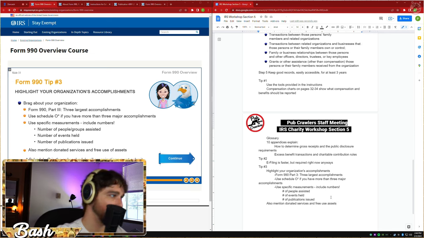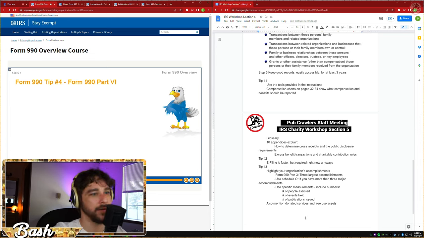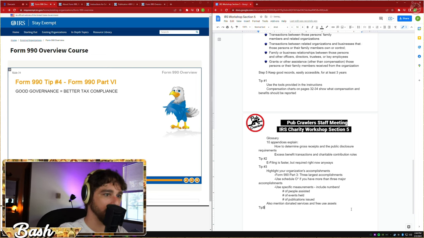Schedule O is the only schedule all organizations submit. The IRS believes there's a link between good governance and tax compliance. Organizations that implement sound risk management policies really improve their ability to be tax compliant.